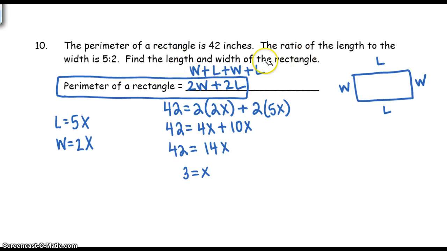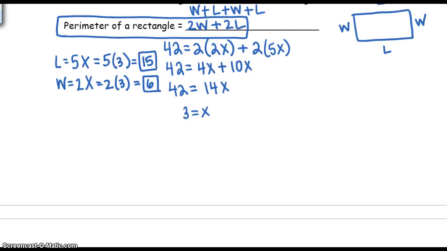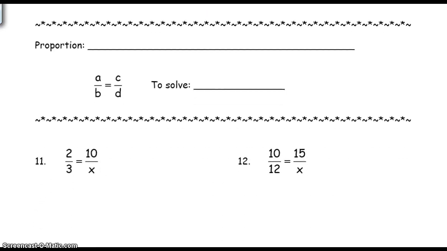So if we have to find the length and the width of the rectangle, we have to take this x and we have to substitute it back in over here. So this is going to be 5 times 3, which is 15 for our length. And this is going to be 2 times 3, which is 6 for our width. So this one's just like the other problem, except we're using a rectangle here and we did it before, okay? Go ahead and move on to the next page here and we talk about proportions.